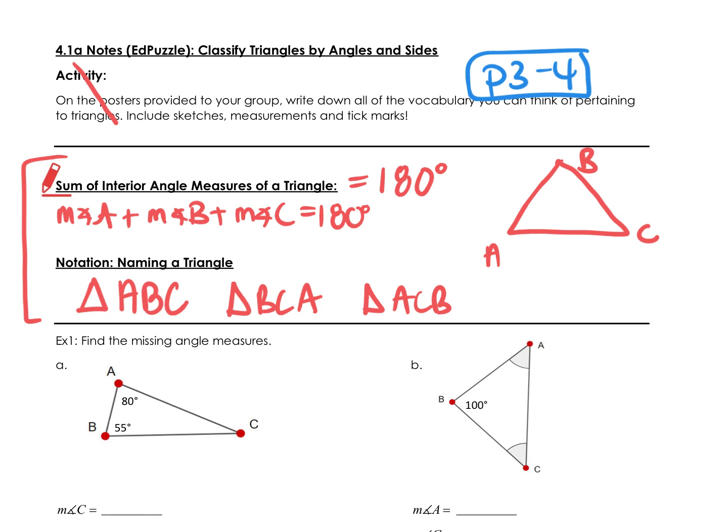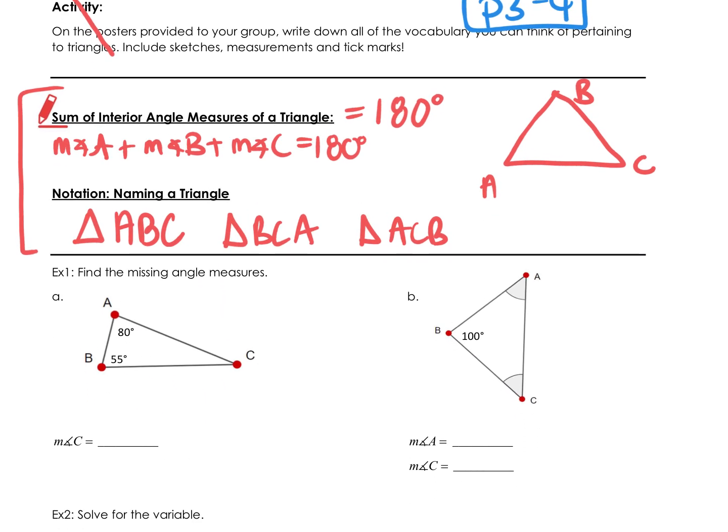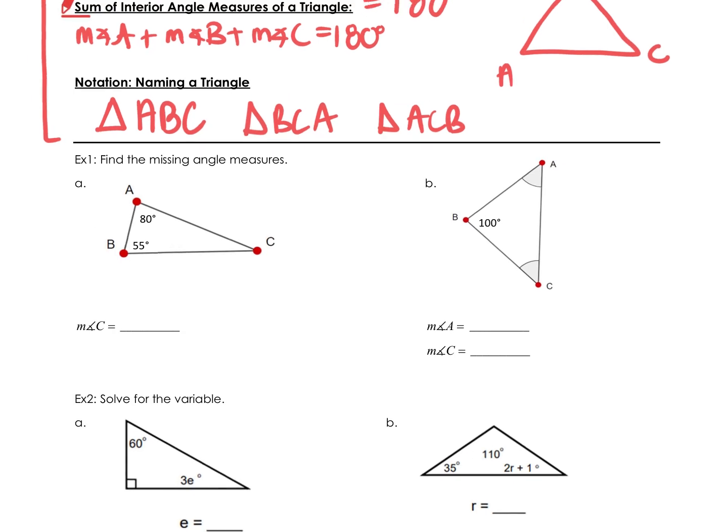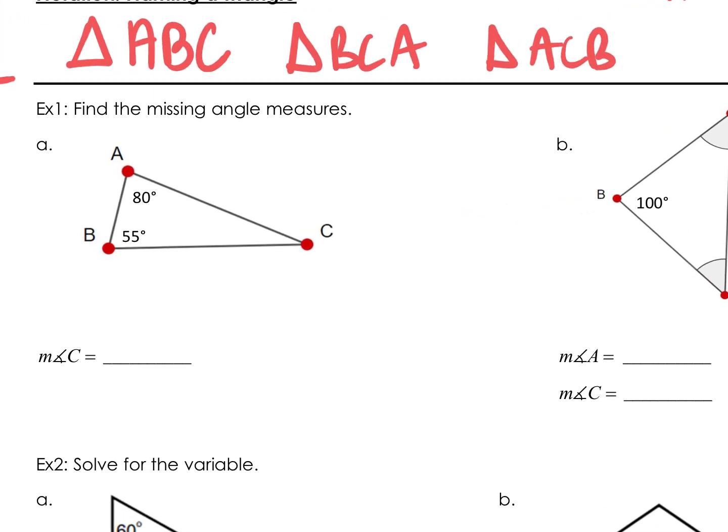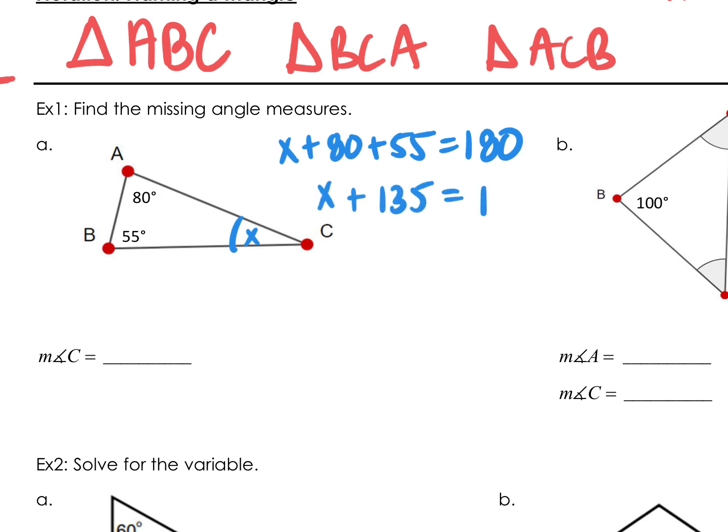Okay, so now we're just going to do some examples of finding missing angle measures. So we know that they add to 180. So you can either just do it in your calculator, or you can always set up an equation. So if I'm looking for the measure of angle C right here, I know that that angle plus the other two angles have to sum to 180. So x plus 80 plus 55 is equal to 180. And then collect like terms, x plus 135 is equal to 180. And then x is equal to 45 degrees. So that means the measure of angle C is 45 degrees.